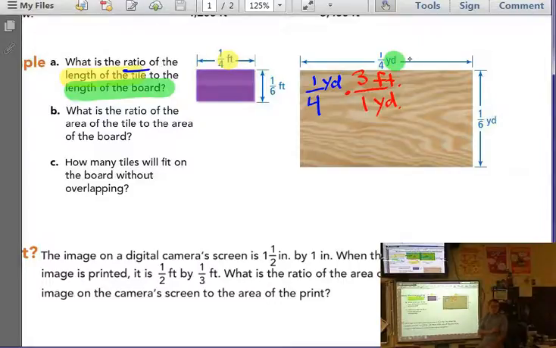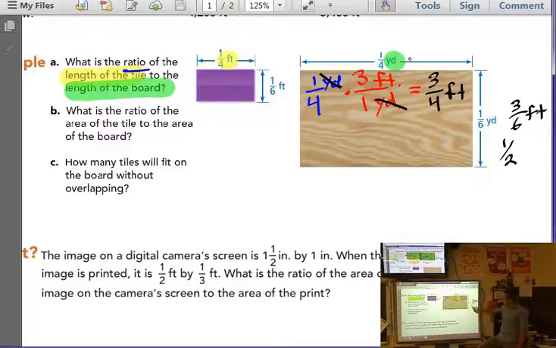I see some people that I doubt actually wrote this down. This is important for when we do lots of converting all year. So I get 3, oh, cannot see that. I get 3/4, but now my yard labels cancel out, and it's just feet. And then my 1/6, when I multiply by 3, I get 3/6, which reduces to 1/2. So we have 3/4 on top and 1/2 on the side, on the edge.